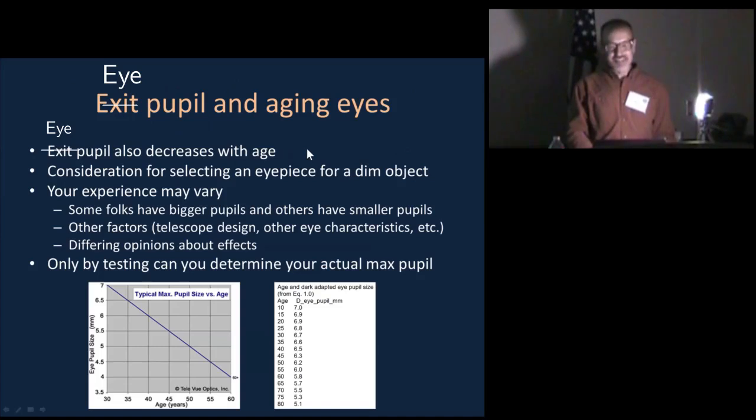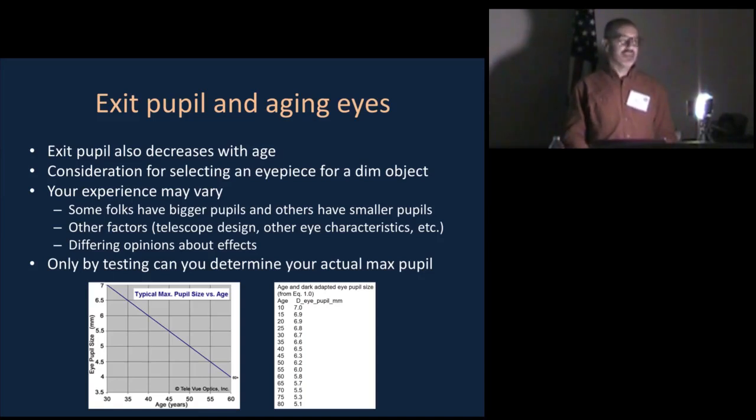So this is a consideration when you're selecting an eyepiece for a dim object. That younger person might be able to see more with that same eyepiece than you can. And it's not all is lost though. Your experience may vary. Some folks have bigger pupils, some folks have smaller pupils. There are other factors that play into this as well. And there's also differing opinions about what is the true effective age on things.